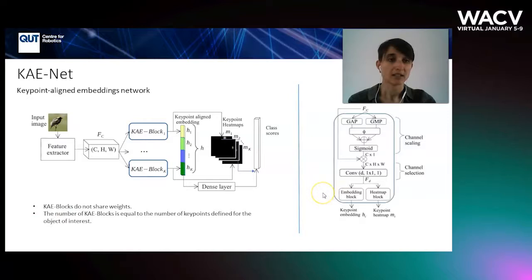A chi block is shown here on the right. It accepts a feature map where the number of channels is represented by capital C, and in case of ResNet50, the number of channels is 2048. Channel scaling and channel selection parts reduce the number of channels to a much smaller number, which is 64 in our experiment. Ultimately, the key point embedding produced by each chi block is concatenated into a keypoint-aligned embedding. The KNet is trained with a combination of losses which jointly optimize the main and auxiliary tasks.